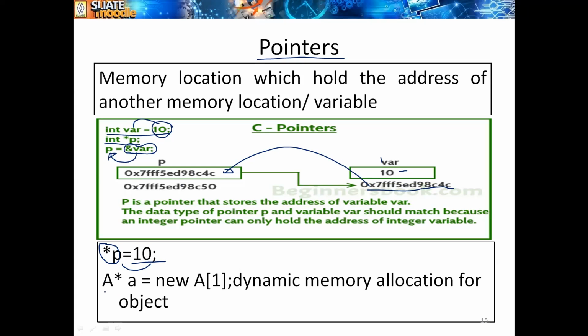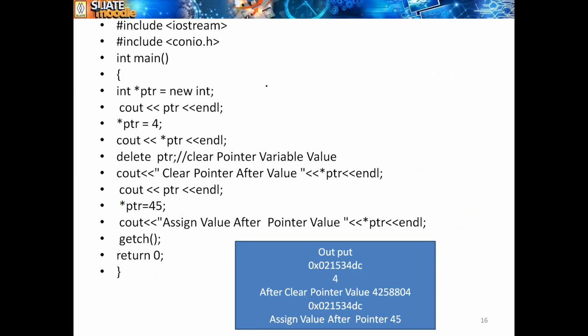Another thing: this A is a class name, right? This is a pointer object variable, and new A is a constructor call with the array mark. This is the first time, one-time call to the constructor. Dynamic memory allocation for the object. We can do dynamic memory allocation using this concept. For example, this pointer is a very good example. You should understand this clearly, right?